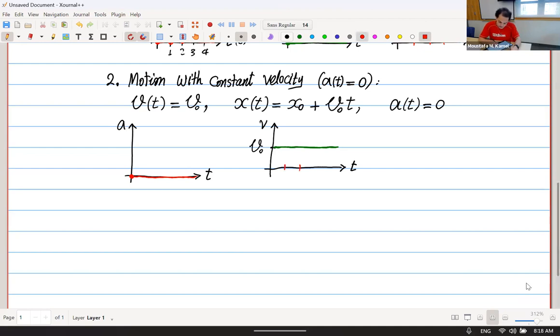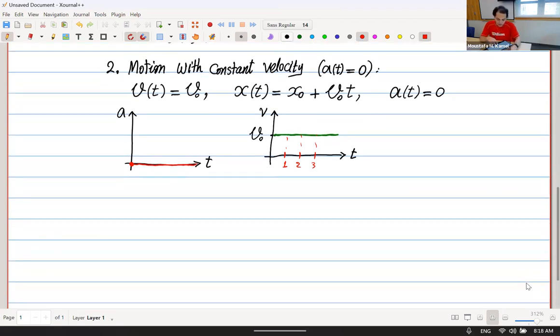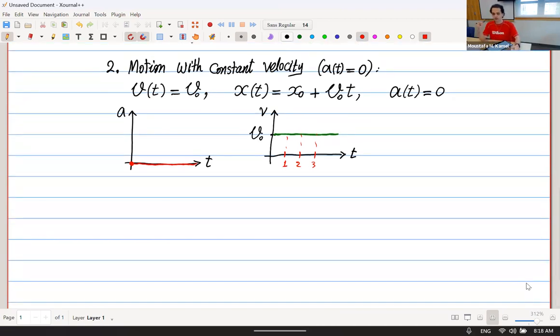So at the first second, second second, third second, velocity has the same value, v naught. It didn't change. We can have a negative velocity if we're moving to the left. In that case, our graph will just be something like this. But let's stick with positive velocity just not to confuse the graph. But you should know you can have negative velocity as well.